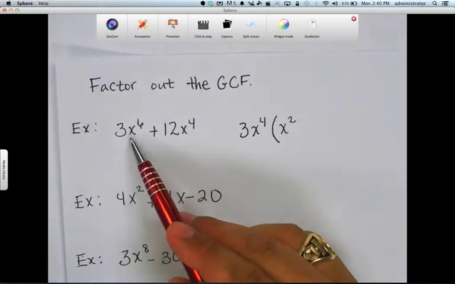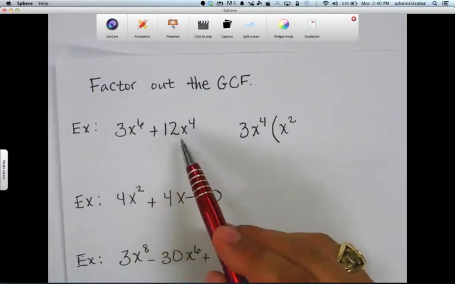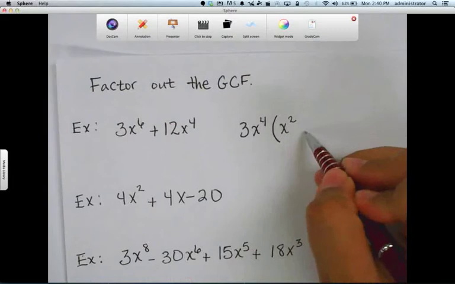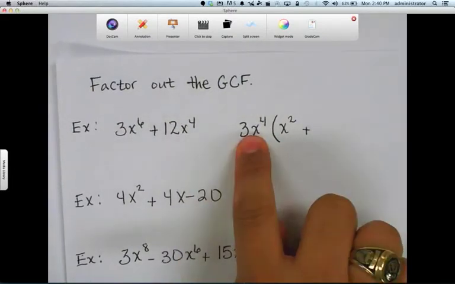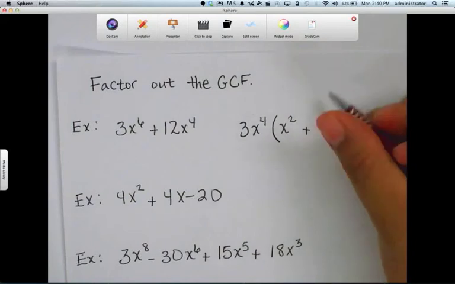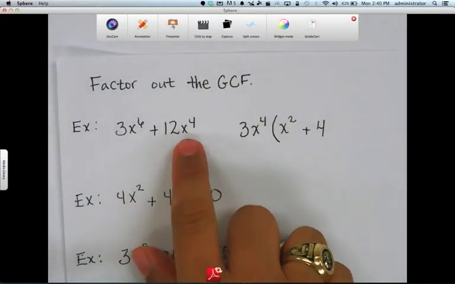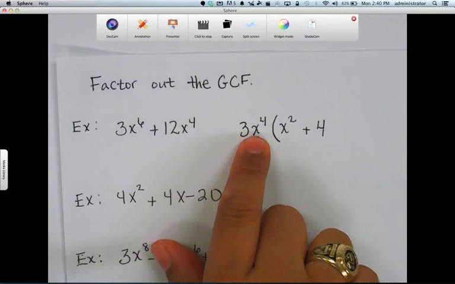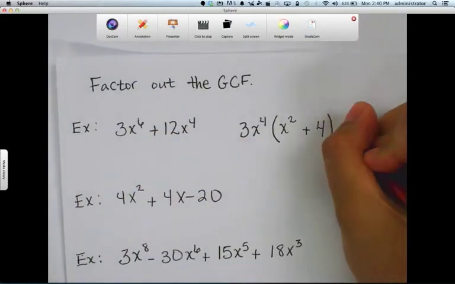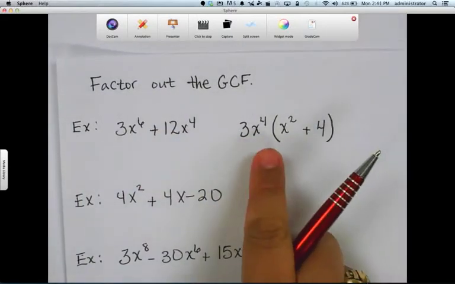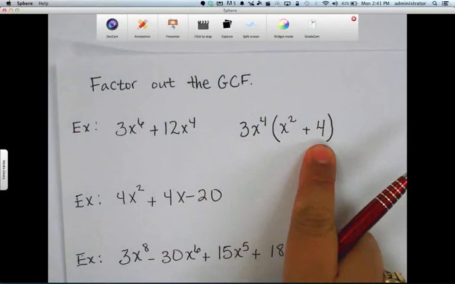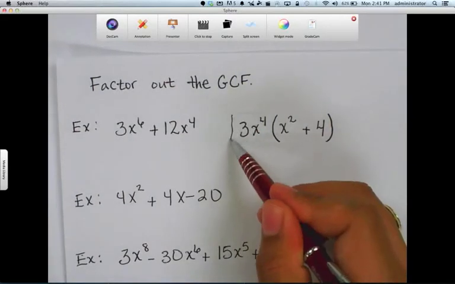Now, I'm going to check. Well, this is positive, so this is also positive. So plus, 3 times what is 12? Well, that's pretty simple. That's 4. And let's see here. X to the 4th, x to the 4th. We're good on x's, so we're basically done. So we factored out the GCF, and this is what it looks like. This would be our answer right here.